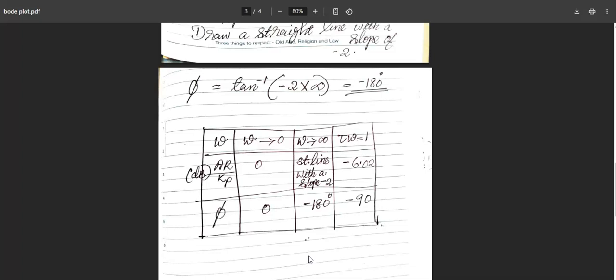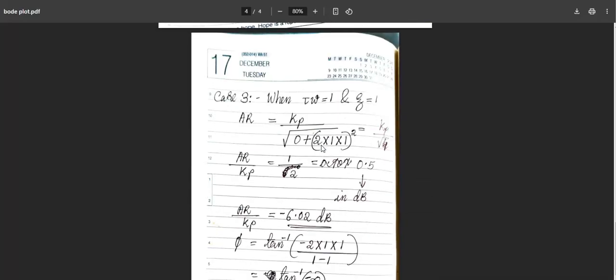AR by Kp, when omega tending to 0, the value is 0 decibel. When omega tending to infinity, we are not getting any value. Instead of that, we are getting a straight line with a slope of minus 2. Phase angle is 0 corresponding to omega tending to 0, and minus 180 degrees corresponding to the radian frequency of infinity. So next is the last case, when tau omega equal to 1.